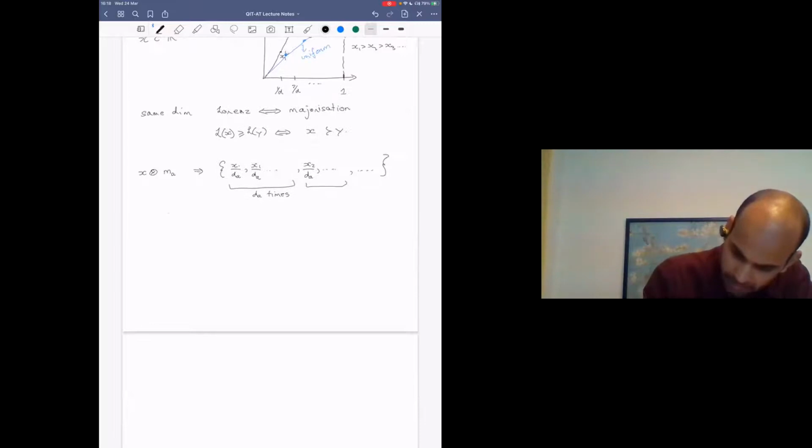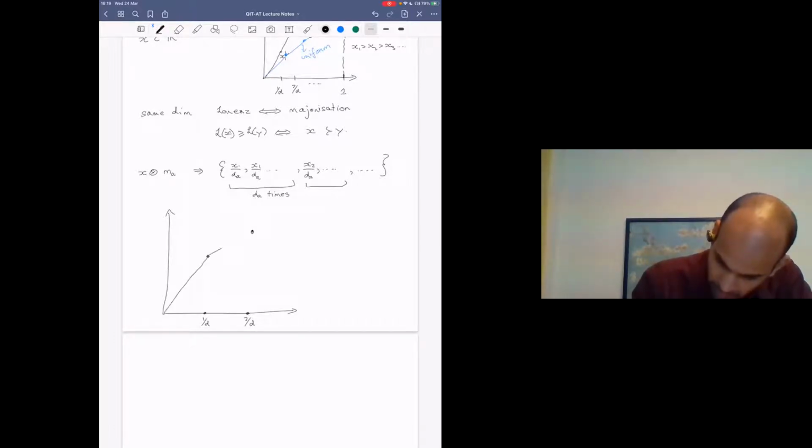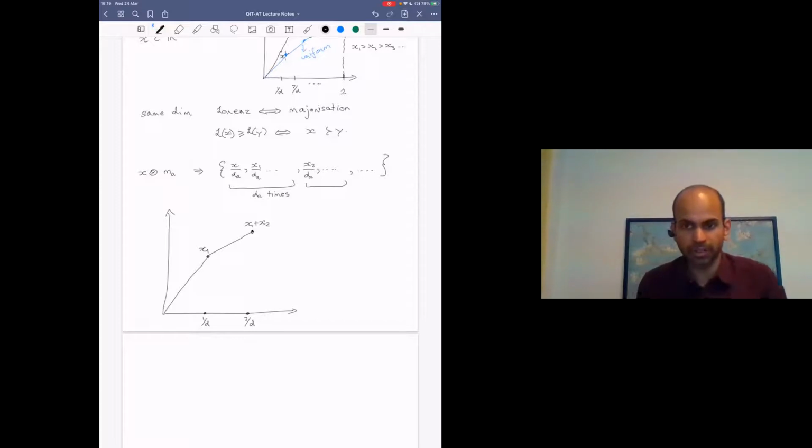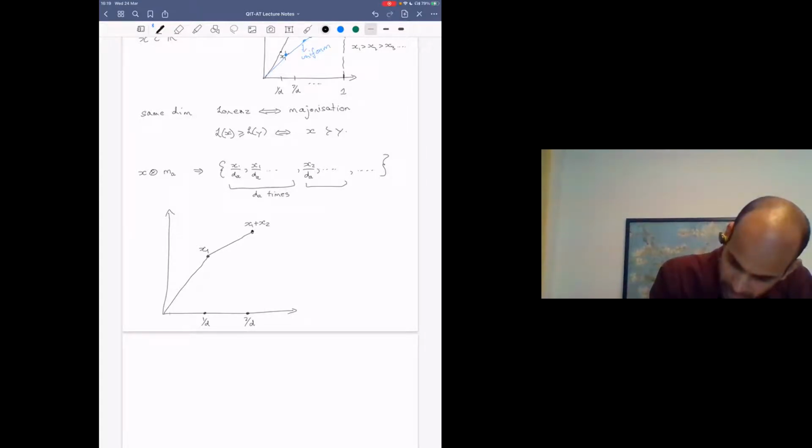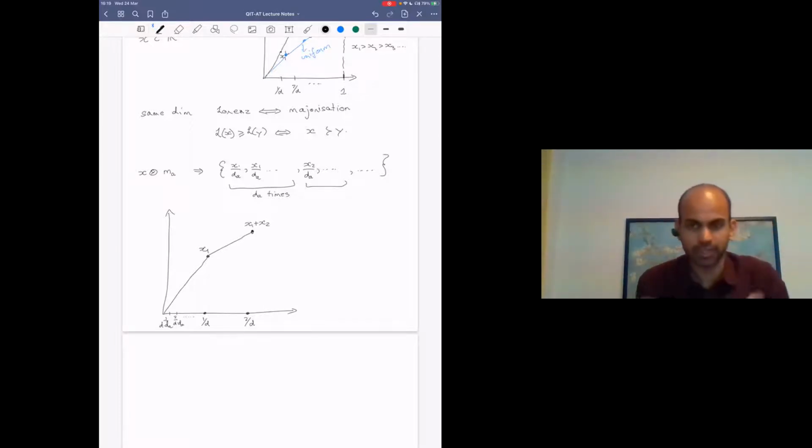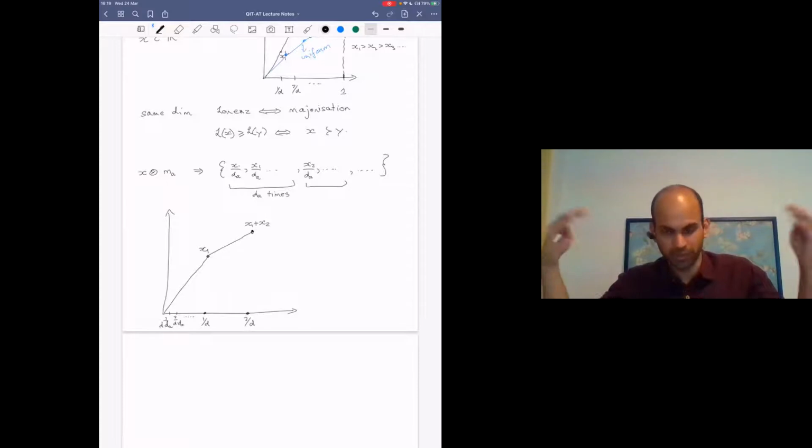Let me draw it again. So my original Lorenz curve, and I'm only going to draw it for 2 points. So this was 1 over d, 2 over d, and you had this point, and then you had this point. So this was x1, and this was x1 plus x2. Now for my new Lorenz curve, I'm going to have to split the unit interval, not d times, but d times dA times. So each of these intervals will also now get split into 1 over d times dA, 2 over d times dA, and so on and so forth, so that the unit interval is now split according to the dimension of the full state.